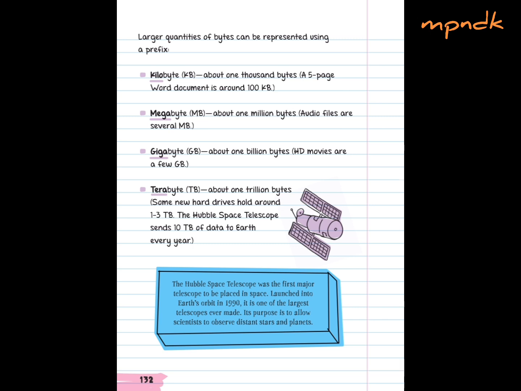The Hubble Space Telescope was the first major telescope to be placed in space, launched into Earth's orbit in 1990. It is one of the largest telescopes ever made. Its purpose is to allow scientists to observe distant stars and planets.